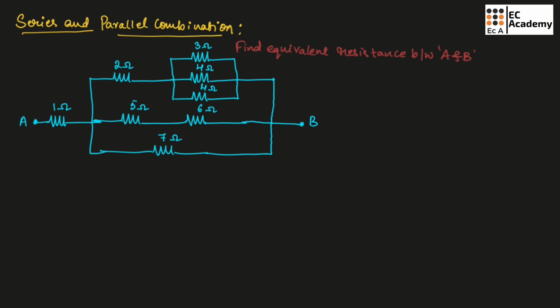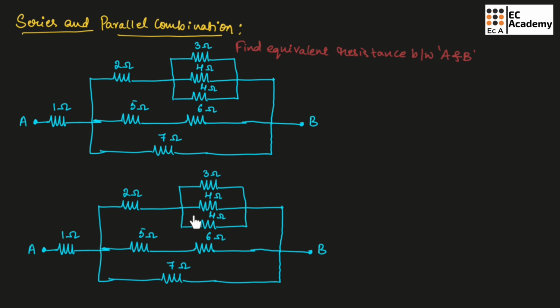Now let us take an example of series and parallel combination of element. Here we need to find the equivalent resistance between the points A and B. For this, let us use the knowledge of the series and parallel combination of resistor. As you can see here, the resistors are connected in parallel as well as in series. We need to simplify this and we need to solve the problem.